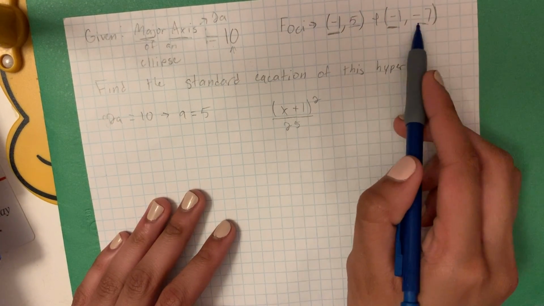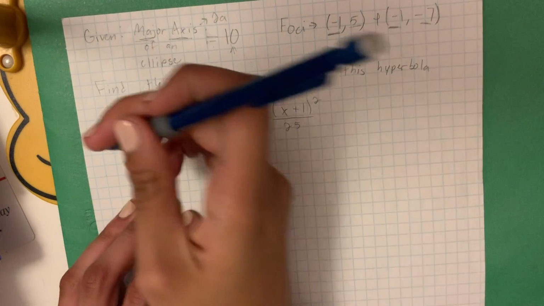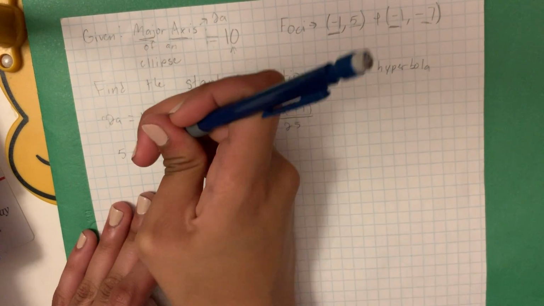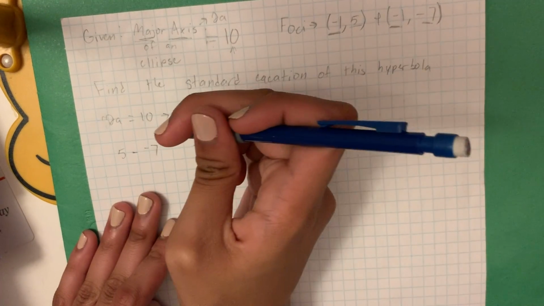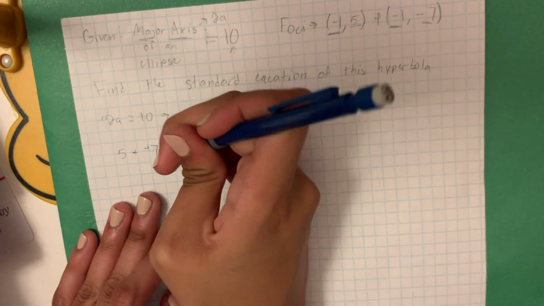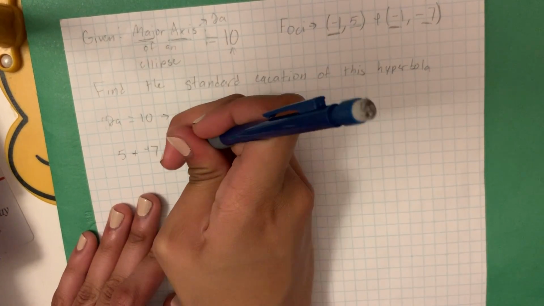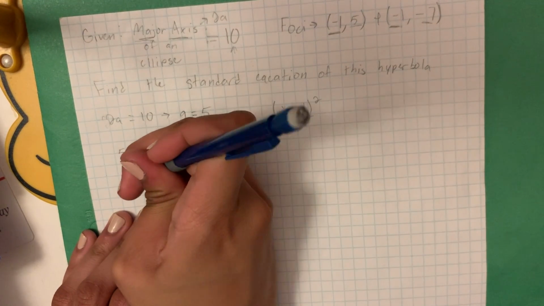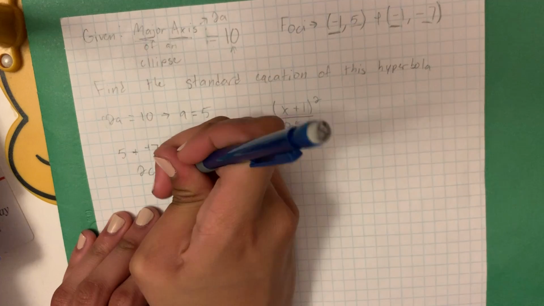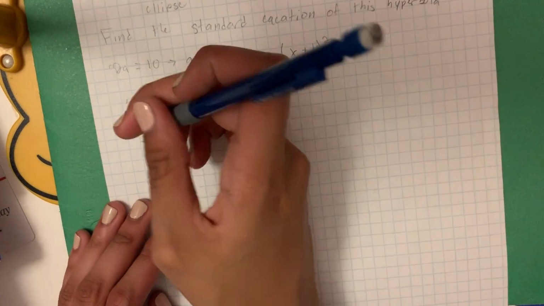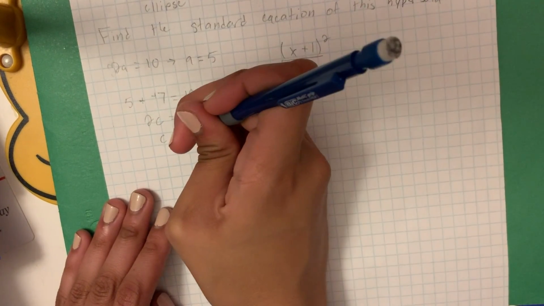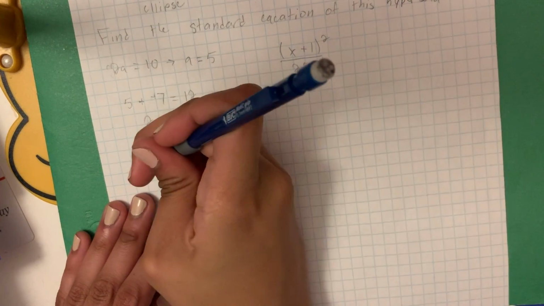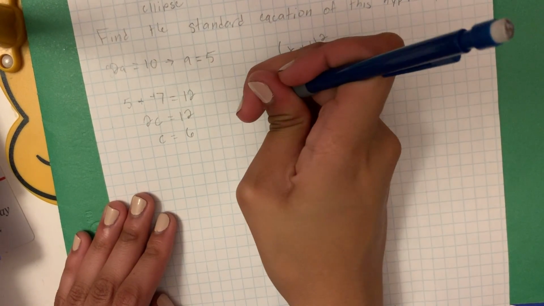But okay. So then we can find how much the distance between our foci is. So we subtract 5 minus -7, but we would end up adding them, which would get us equal to 12. And then we divide that number by 2 because this is equal to 2c. And so 12 divided by 2 is equal to 6.